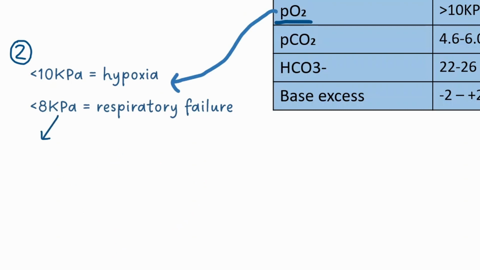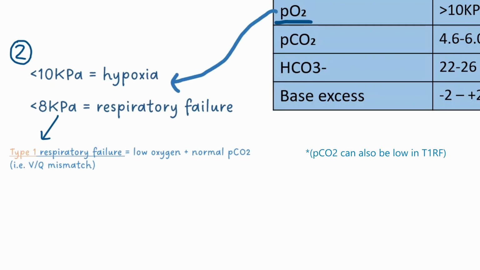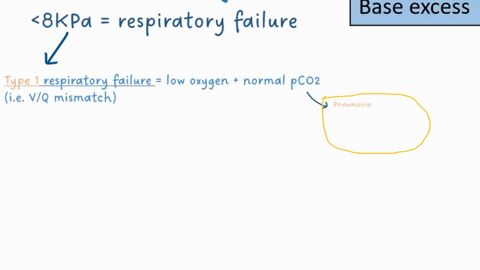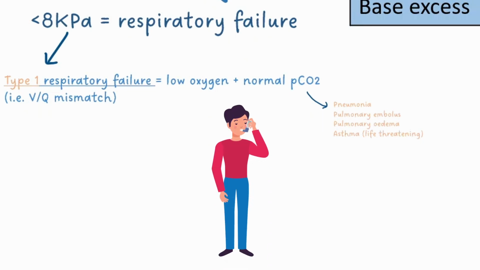Respiratory failure can be subcategorized into two types. This is an important distinction as it changes the management for the patient, as I'll come on to shortly. Type 1 respiratory failure occurs when oxygen is below 8 kilopascals, but carbon dioxide remains normal. This is due to a mismatch between ventilation and perfusion in the lungs, also known as a VQ mismatch. Most commonly, we see it caused by pneumonia, pulmonary emboli, pulmonary edema, or in asthma attacks. In fact, normal carbon dioxide levels in an asthma attack is a worrying sign that the patient is in a life-threatening condition.